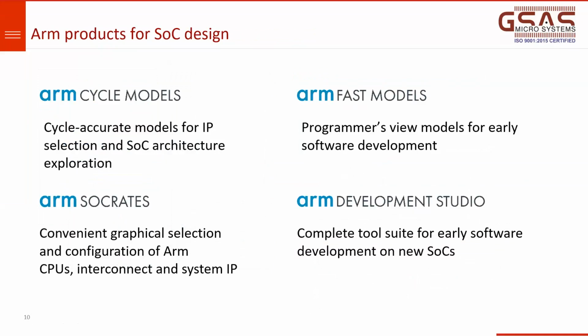Now this particular slide is to summarize the products for your SOC design. Cycle models are basically for selection of your IP and to validate how well it suits your application. ARM sockets are at the FPGA or SOC level, the RTL level, which we are not talking about. ARM Fast Models are simulation models which give you a programmer's view for early software development. Next is ARM Development Studio. It's a complete, universal toolset for development of your software on new SOCs.